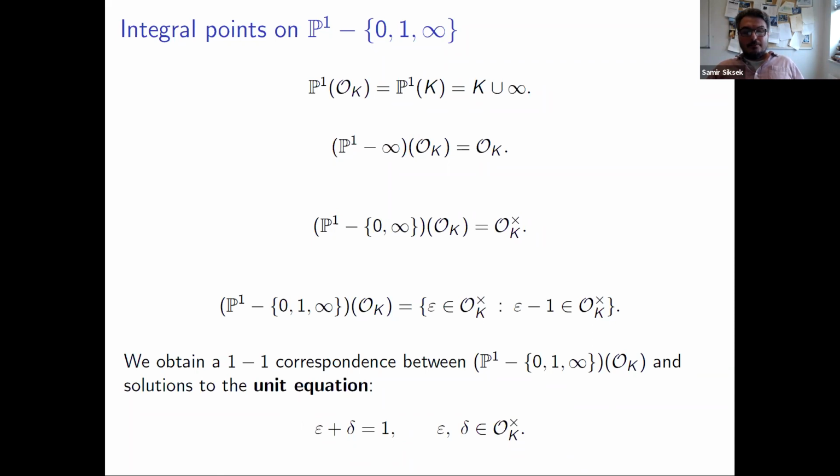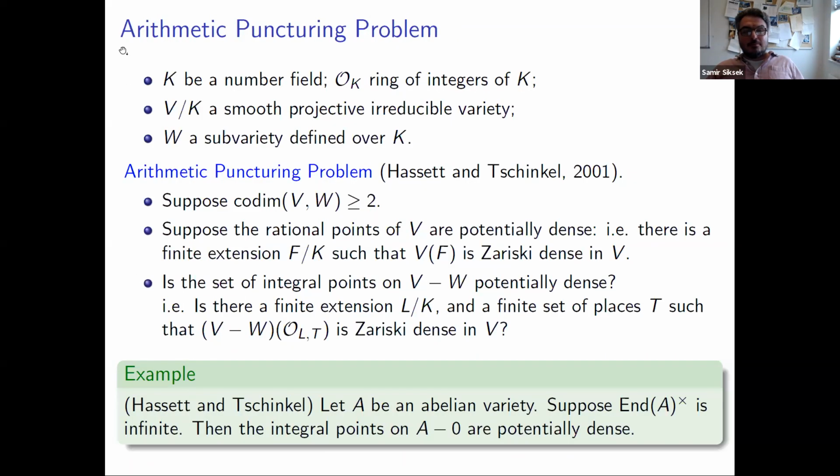Okay, here's I'm not going to say it's a famous problem, but it's a known problem, the arithmetic puncturing problem of Hassett and Tschinkel. And maybe it's not as famous as it should be, because it is a genuinely difficult problem. The setting is as before.